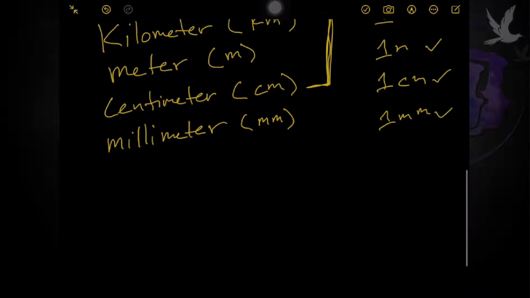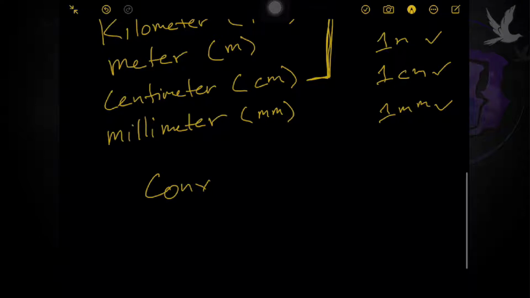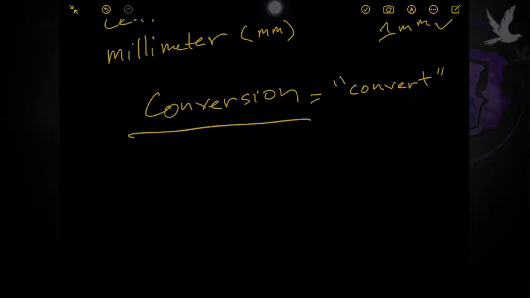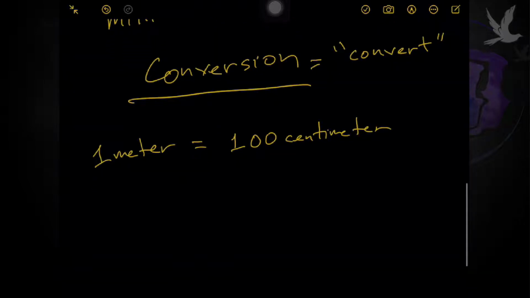And that is what we call conversion. We convert. Let's start with meter to centimeters. You should know that for every 1 meter, there is an equivalent of 100 centimeters. Rewriting that with the units alone, 1 meter is equivalent to 100 centimeters.